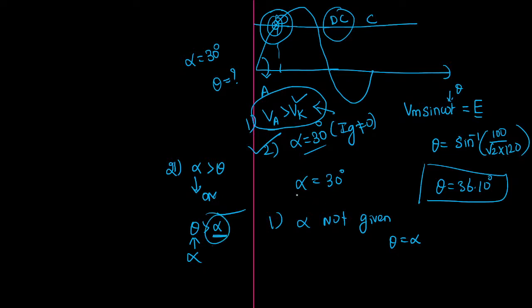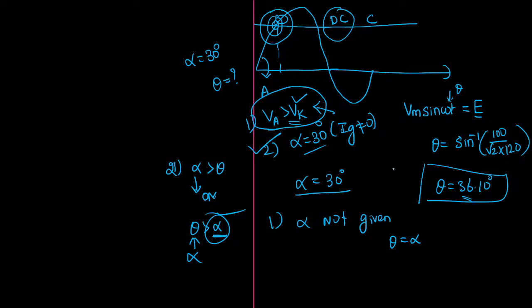In our question, they have given the value of alpha equal to 30 degrees. They are triggering the thyristor, but the thyristor is struggling to turn on. Why? Because one more condition is not being satisfied: the anode voltage will not become greater than the cathode voltage. This will happen when we reach theta equal to 36.16 degrees. Actually, this is my own data. In this question, I have given my own data.